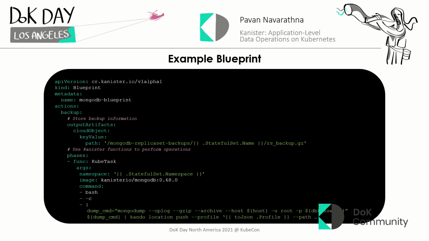And here in this example, we see a backup action and a single phase where we are using a function called kubetask. This is nothing but a Kanister function where you could either have a shell script running as a command, or you could even create volume snapshots using these functions. I'll talk about the functions at the end. And we also have output artifacts that are basically used to capture state between phases. So from this kubetask phase, I'm capturing the S3 path here.